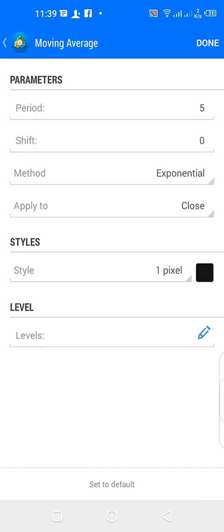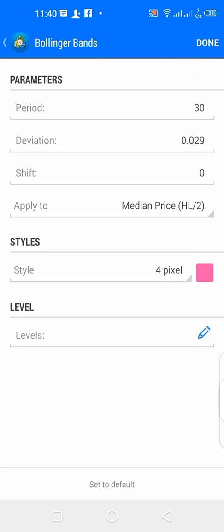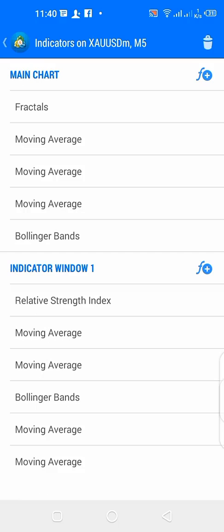Now you are looking at the settings for the indicators on the screen. You have fractals, a 5 EMA, and a 20 EMA. For the 20 EMA, the color is purple. For the 30 period Bollinger Bands, deviation is 0.029, color is pink, apply to median price, HL/2. For indicator window 1, you have RSI, a moving average, Bollinger Bands, another moving average, then one more moving average.